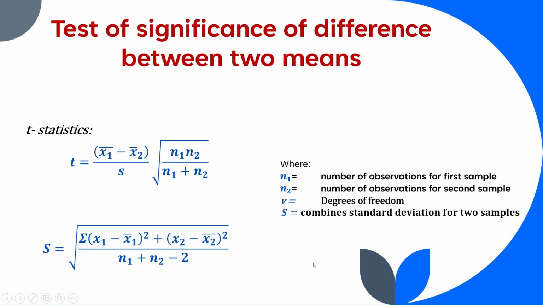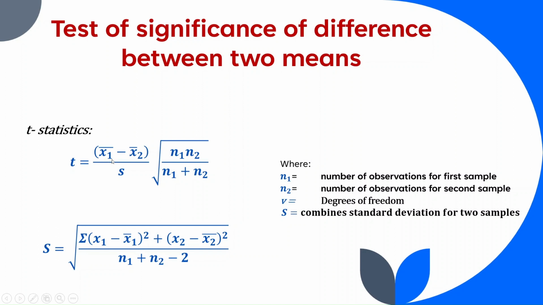The other case for the t-test is to test the significance of difference between two means. When you have two samples, as we have already discussed in the earlier example on smoking is injurious to health, where we have two samples of males and females, this particular formula is applicable. So here the t statistic is calculated.